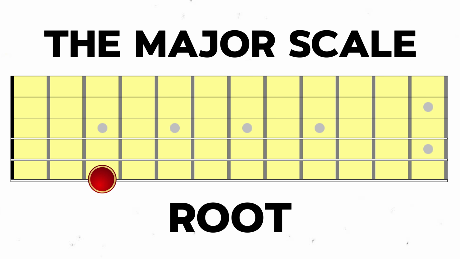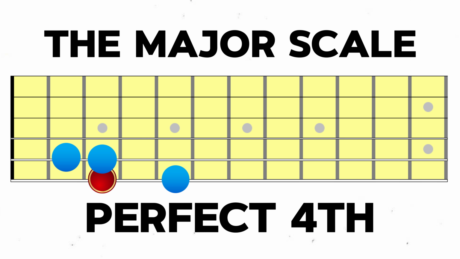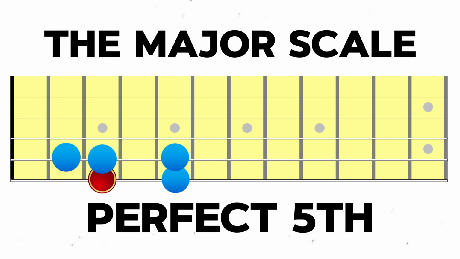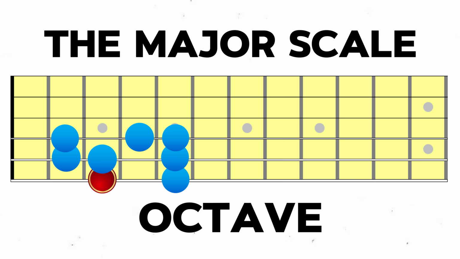We have the root, major second, major third, perfect fourth, perfect fifth, major sixth, and major seventh. And we also have an octave. So an octave is the same note as the root, but higher.